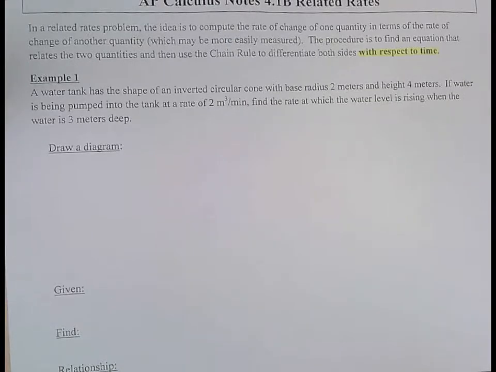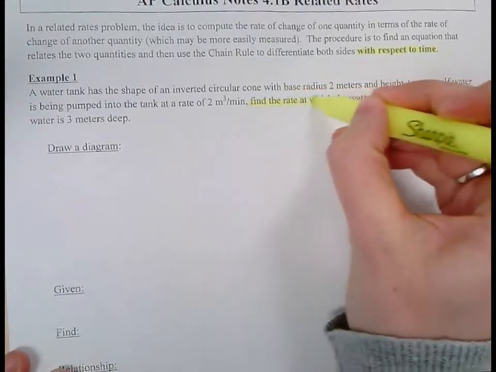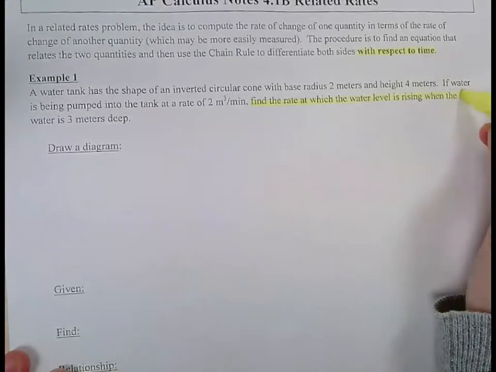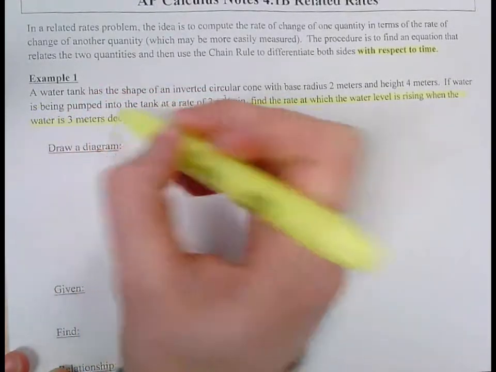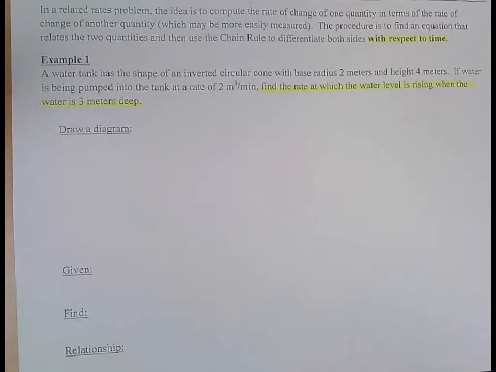So you're always asked, and you can see in this problem, I'm just going to highlight what we're finding. You're always going to be asked to find a rate at some condition. So in this case, the rate at which the water level is rising when the water is 3 meters deep. And we're going to be assigning variables to all of this and trying to piece together what we have first before we find any derivatives, anything like that.